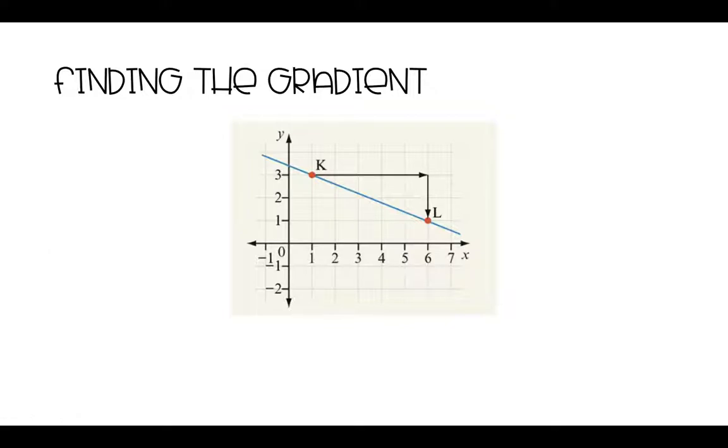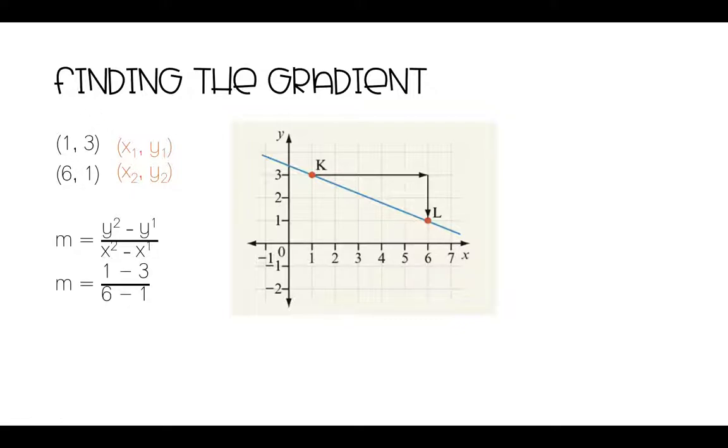Now there's a second way that we can find the gradient. So we use the points (1, 3) for K and (6, 1) for L, and we use this equation here: m equals y2 minus y1 over x2 minus x1. We're going to label these as our x1, y1 coordinates, and these as our x2, y2 coordinates. So these are the first ones we're working with, and these are the second ones we're working with.